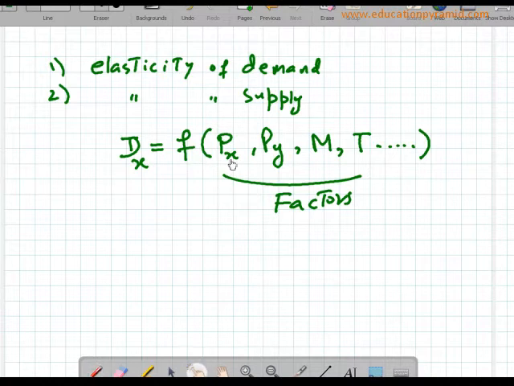So if there is any change in price of X commodity, there will be resultant change in quantity demanded. How much this resultant change would be, that we can discuss in the concept of elasticity of demand. So that's all in this lesson.